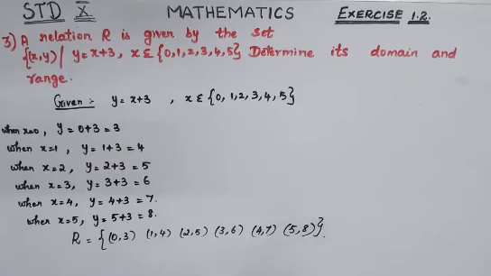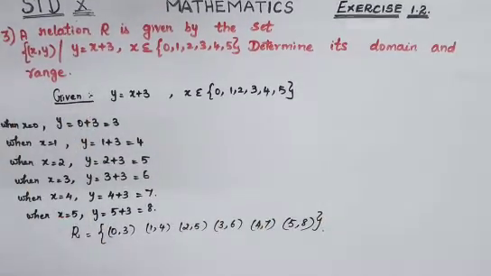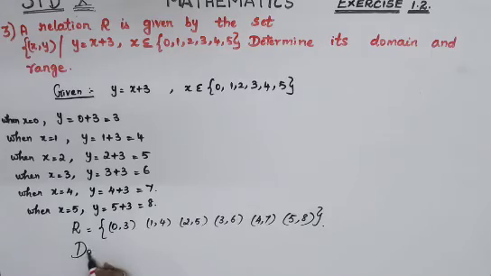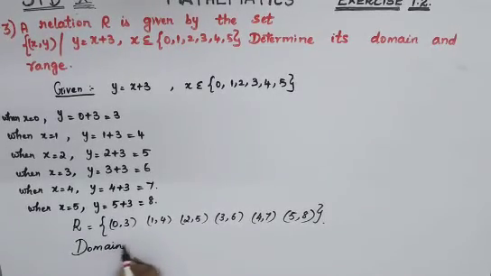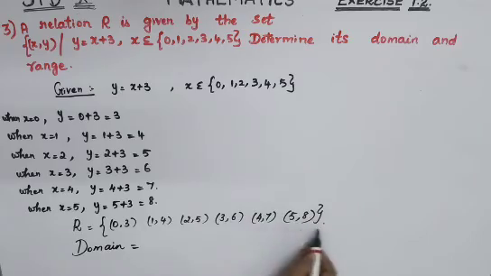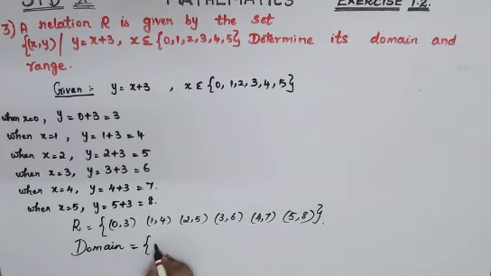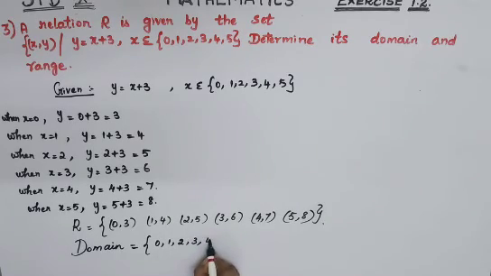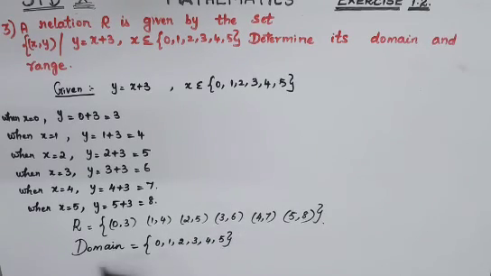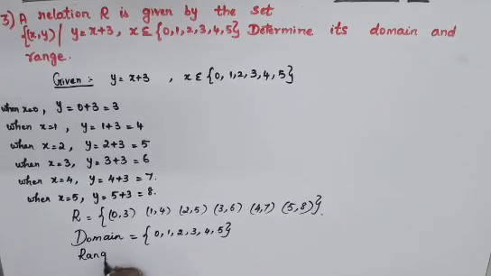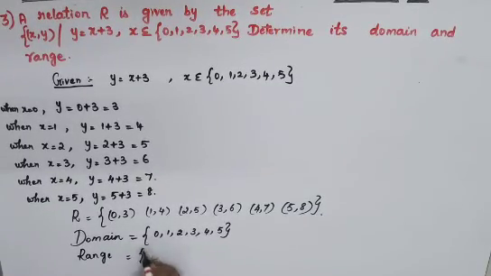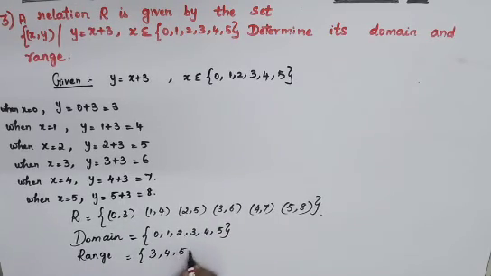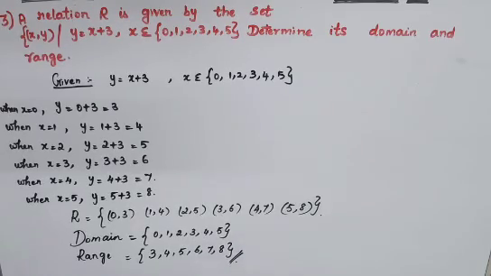From here the next subdivision is domain and range. So we will write the domain. Domain is equal to all the first elements in your R. So open your set bracket: 0, 1, 2, 3, 4, 5. Then range is nothing but the answers you got, otherwise the second elements in your R. So it is 3, 4, 5, 6, 7, 8. So this is the answer for your third question.